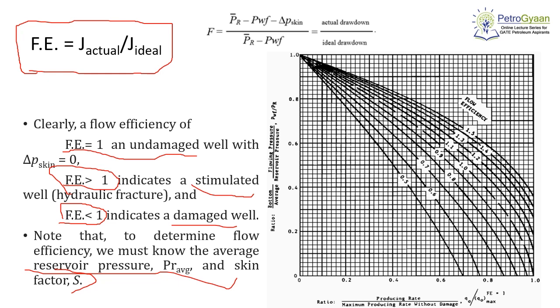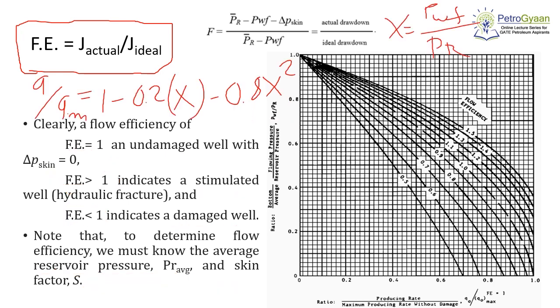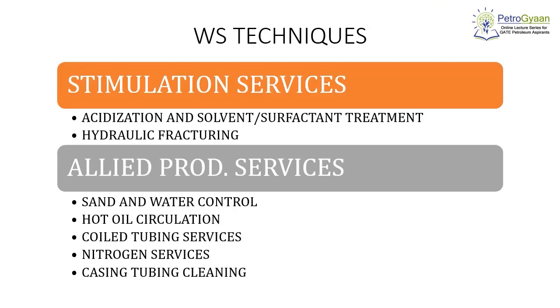Here the plot is PWF by PR versus Q by Q max. Based on the Vogel equation, Q by Q max is equal to 1 minus 0.2 PWF by PR minus 0.8 PWF by PR whole squared. This plot shows PWF by PR against Q by Q max. As we go in the right direction, flow efficiency increases. So for the same PWF by PR, at higher flow efficiency or an undamaged well, we will get higher production.